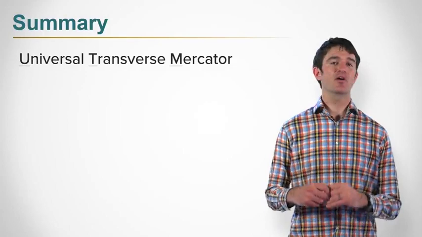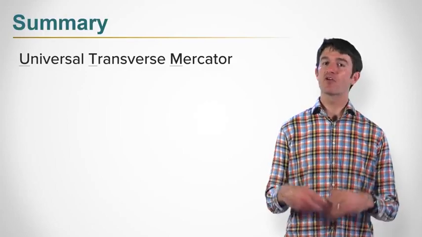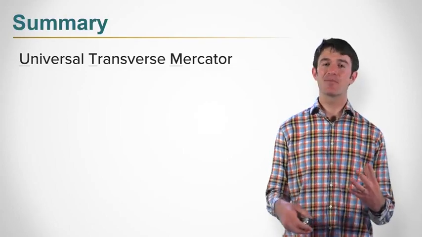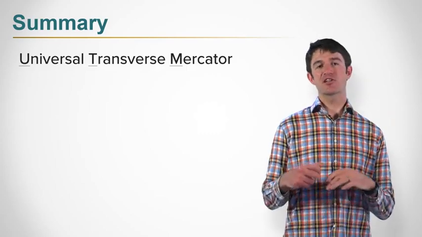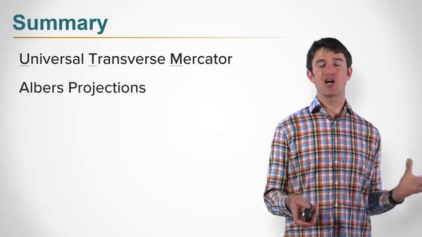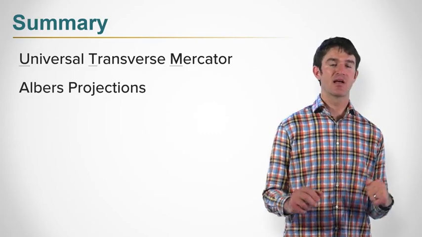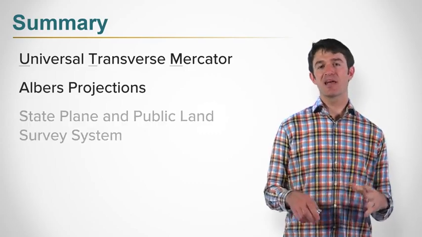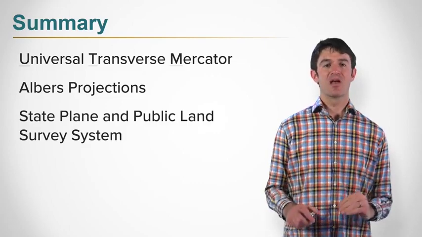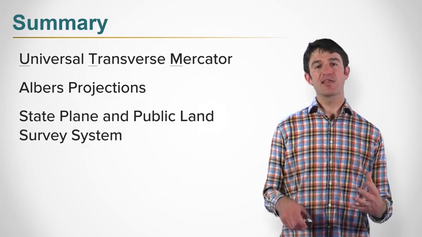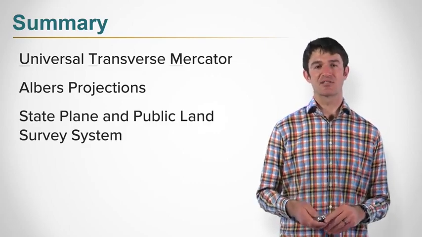Okay, to wrap up these common coordinate systems, we covered UTM. It's a relatively simple global set of coordinate systems that provide great accuracy in each zone and compatibility worldwide. We also discussed Albers projections, which are commonly used throughout the world as well, but without the standardization that UTM has. And then we discussed the state plane and public land survey system, which are often confusing but are widely used in surveying land in the United States.